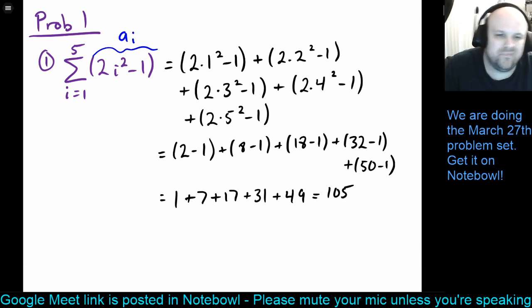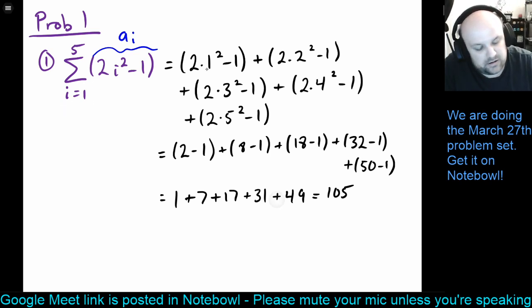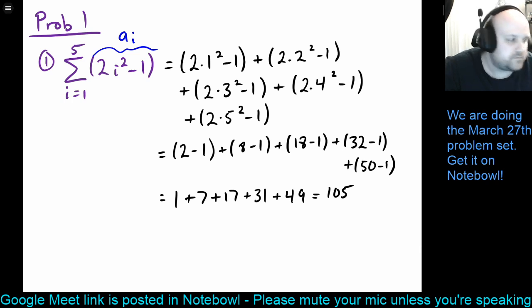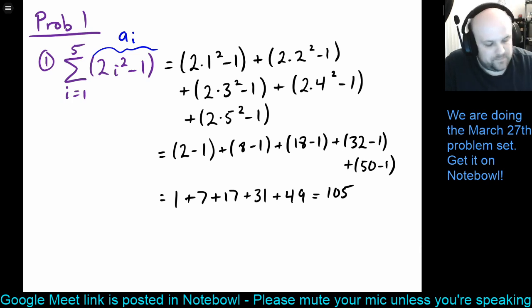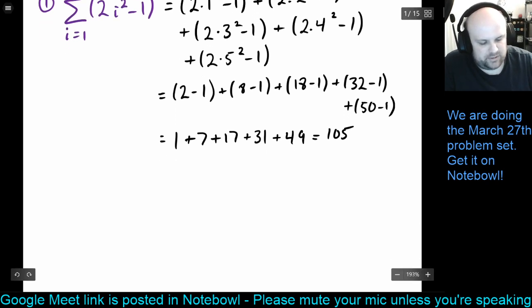So again, I don't care so much about the final number in the process. What I care about is understanding that this notation here means this process here, where we just plug in the first number, then the next one, then the next one, all the way up to whatever the top number is here. All right. So any questions about that one?